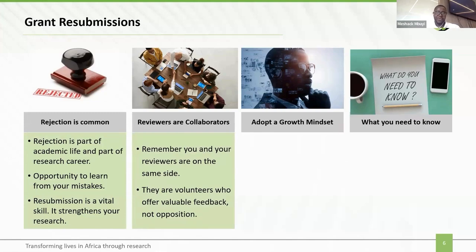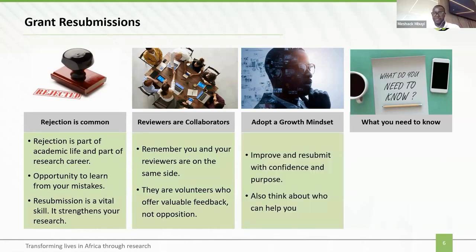They are volunteers who dedicate a lot of their time to review grant applications because they're interested in seeing how the field they are in can grow. So they are very enthusiastic in their review process, and they're not in opposition to you. They are on your side, and what they offer you is valuable feedback that can help you strengthen your application and resubmit.